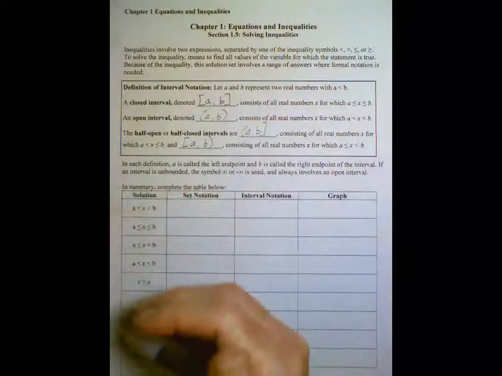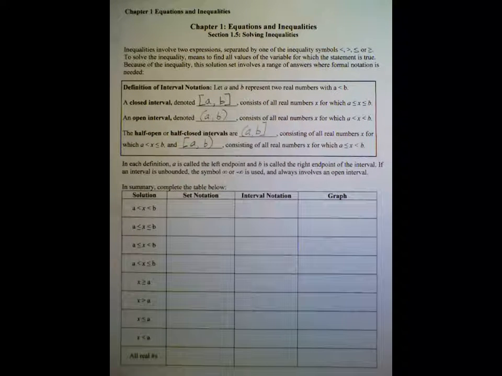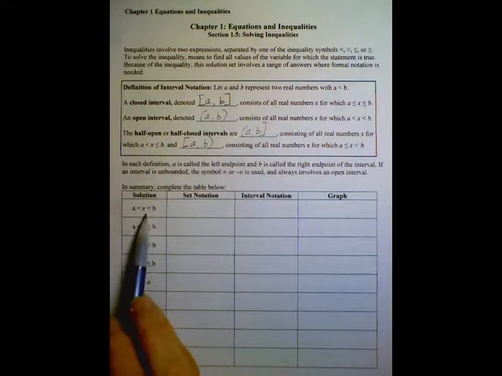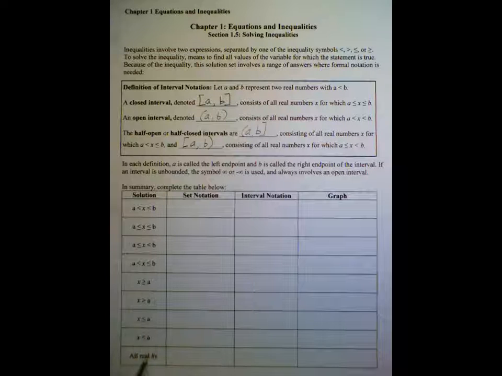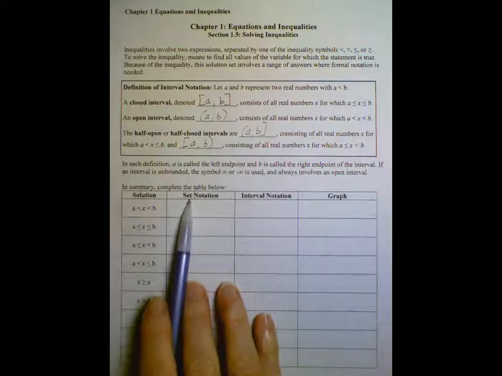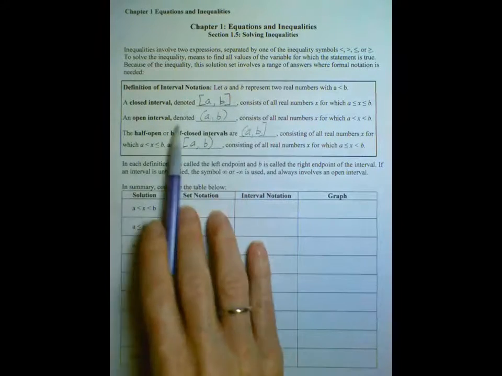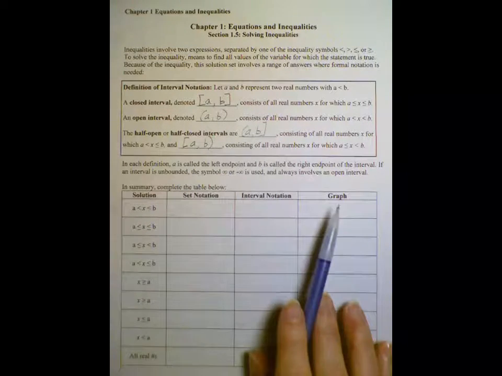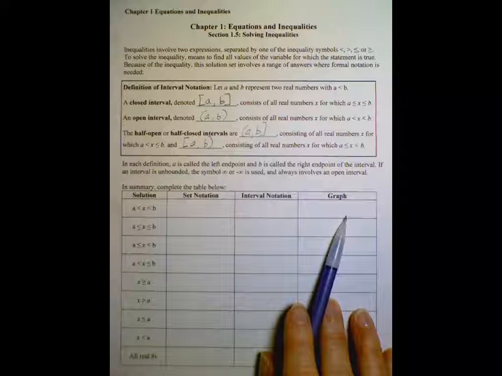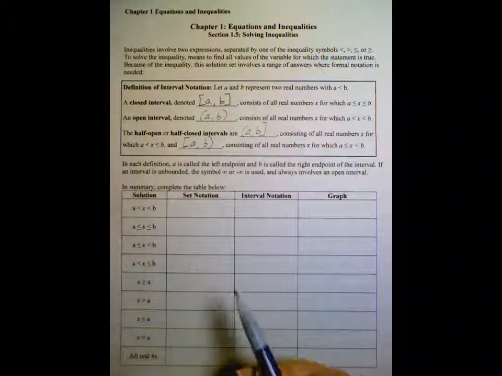Okay, so here are all the different possible solutions we may have. We've worked the inequality. We've done all the work to isolate the variable x, and we end up with something like this or any of these. So we need to look at how we would show that solution in set notation, how we would show it in interval notation, which is what we just investigated here, and then how we would sketch a graph of that. So let's go through each one of these.